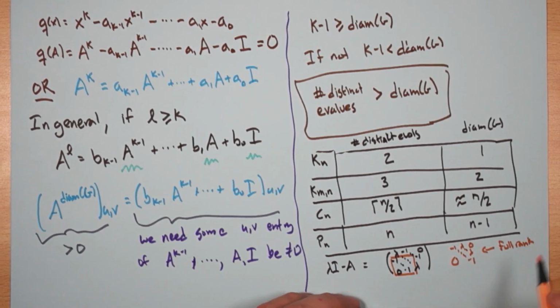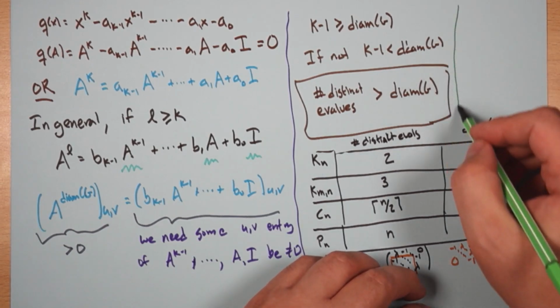So in particular, lambda I minus A always has rank n minus 1. And so the dimension of any null space is at most 1. So all the eigenvalues have to be distinct. All right, cool. Now, you might be thinking, wow, this is really consistent. Is it always the case that if you look at the diameter and the number of distinct eigenvalues, you are off by 1? And the answer is no.